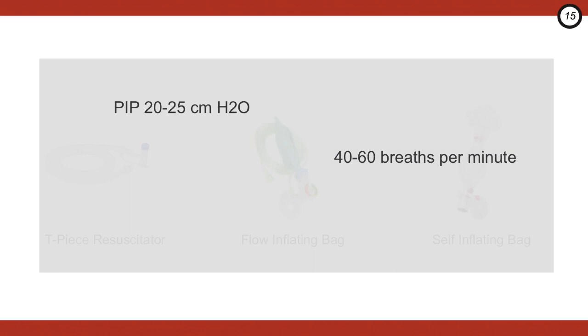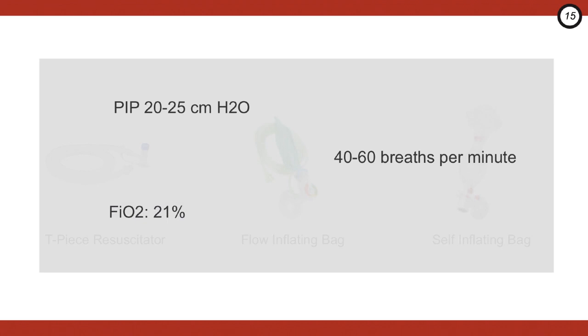Here are a couple key concepts. One, you want to avoid overventilation, as this can lead to pneumothorax and pneumomediastinum. Apply just enough pressure to cause adequate chest rise, or a positive inspiratory pressure of 20 to 25. Target a rate of 40 to 60 breaths per minute. How do I do this? By saying to myself, or out loud, breath, 2, 3, breath, 2, 3.